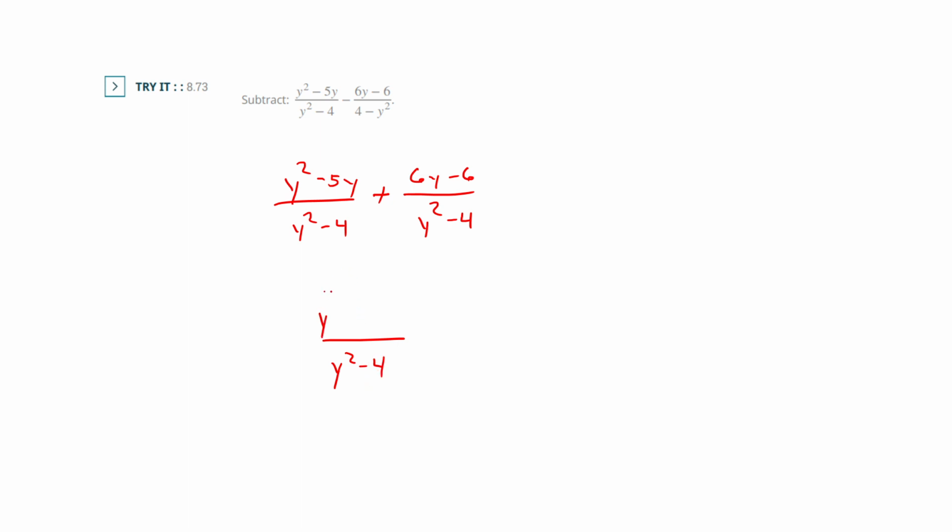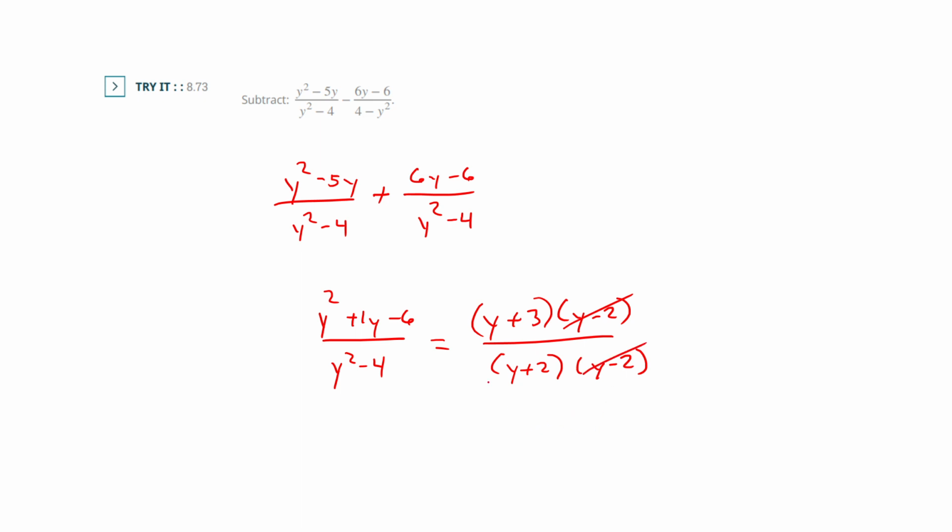Now let's combine stuff. Y squared minus 5y. I got negative 5y plus 6y. That's going to be 1y minus 6. Okay, time to factor. Now, they're factored. The factors can cancel.